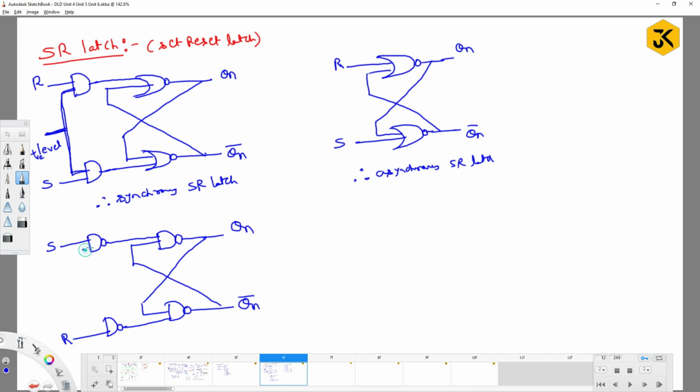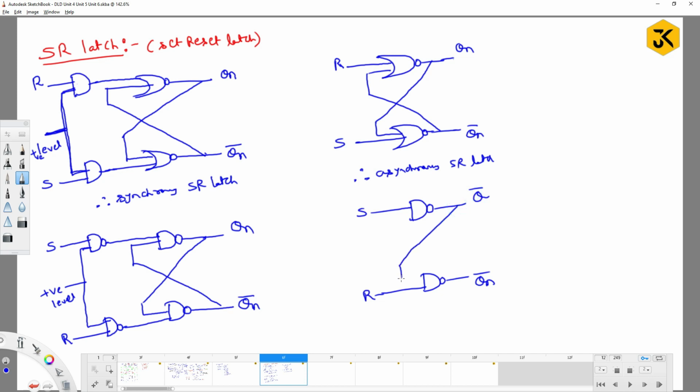These two are going to be controlled by one signal. I can call it a positive level signal. Now can I call this a synchronous SR latch or not? I can call this a synchronous SR latch. Similarly, how are we going to write the asynchronous SR latch? Using NAND gates, we can write it like this. So this should be Qn bar and it should be Q bar, and this will be connected like this. So this is the asynchronous SR latch.